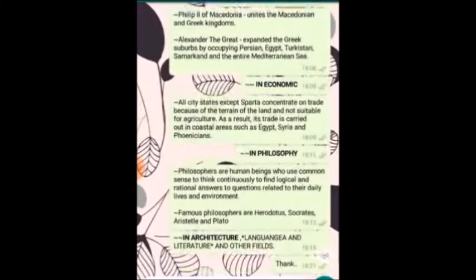In philosophy, they have famous philosophers such as Herodotus, Socrates, Aristotle, and Plato. And the Greek civilization also has architecture, language and literature and other fields that contribute to mankind and our civilization today.